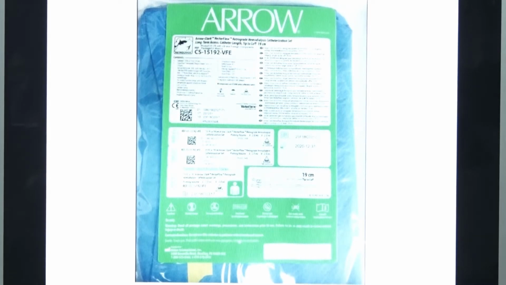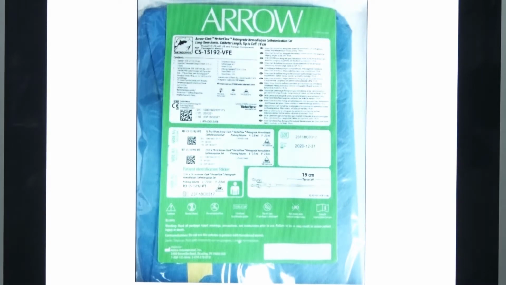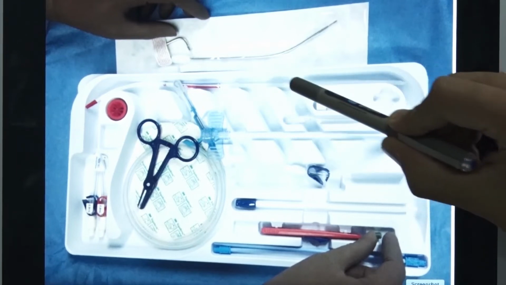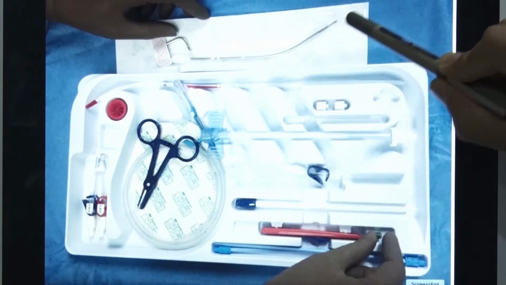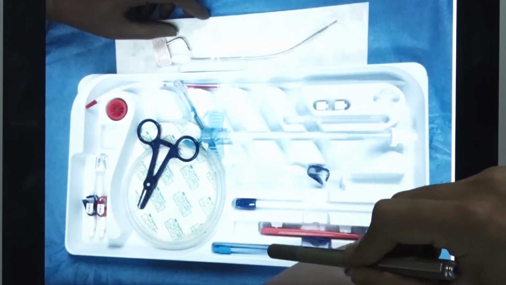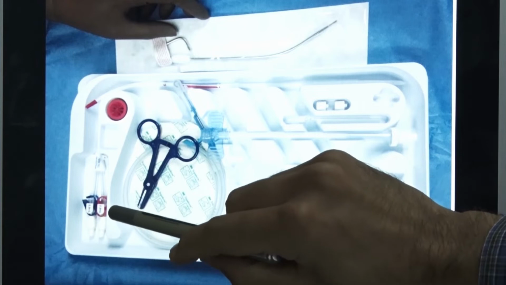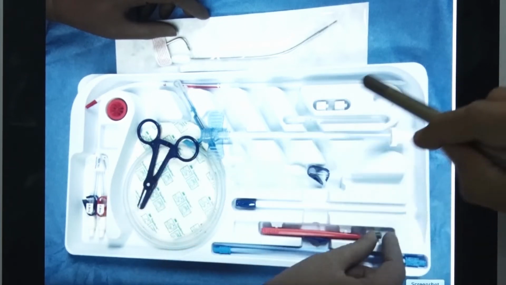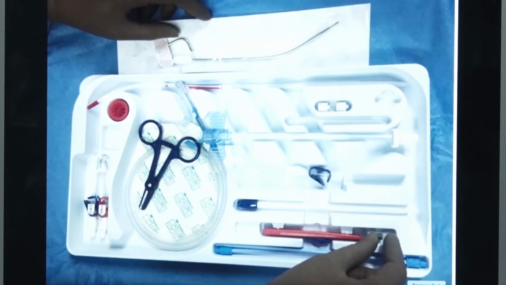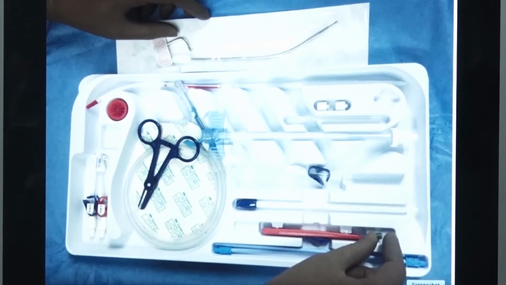So in this presentation, I will be using the retrograde catheter from Arrow, which is the VectorFlex. This is the catheter. We can see here, this is the catheter, this is the introducer, the tunneler, this is the peel apart sheath, the dilators, and this is the hub which is attached to the end of the catheter over here, and these are the clamps which are used for venostasis, so as to prevent air embolism.